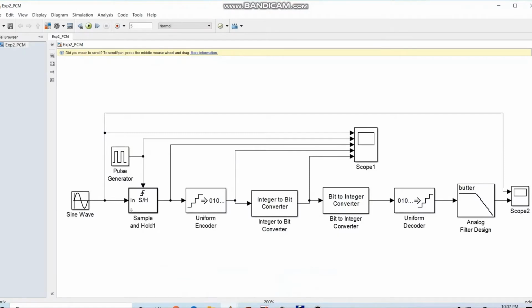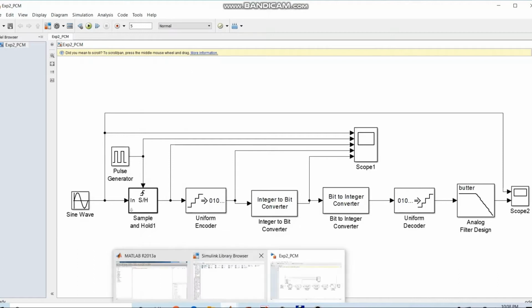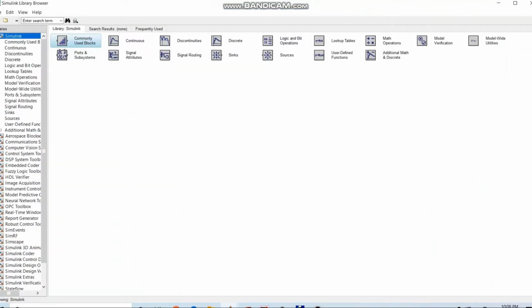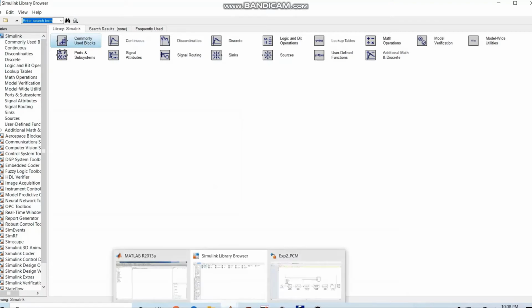Today I am going to explain how to build a pulse code modulation model using MATLAB Simulink. First, let me tell you about MATLAB. You have to install MATLAB 2013A and go to the Simulink library. You can search for the components or the blocks which are already placed over here.